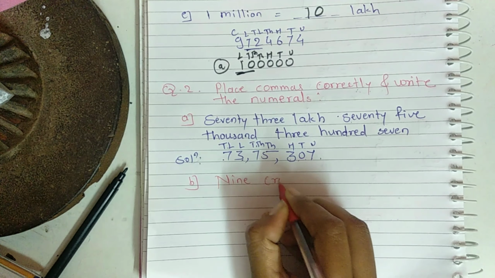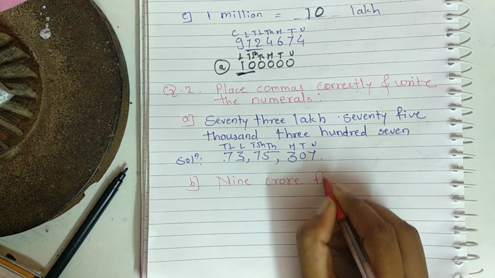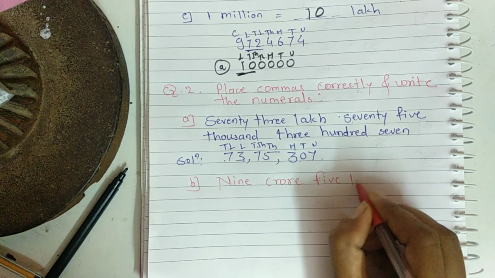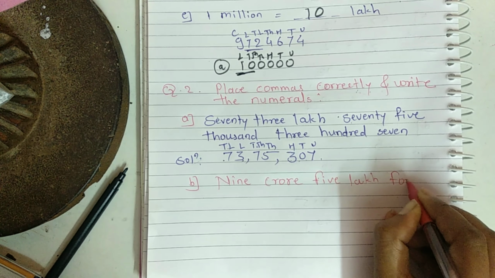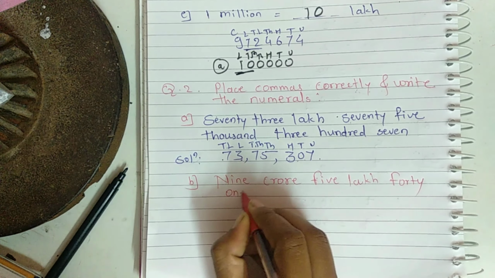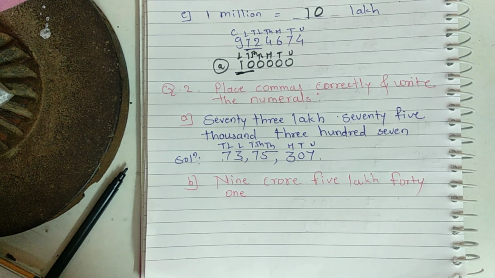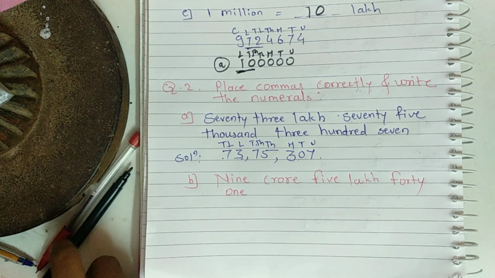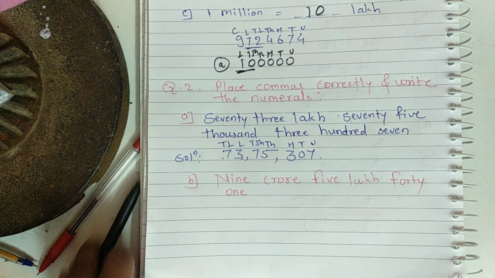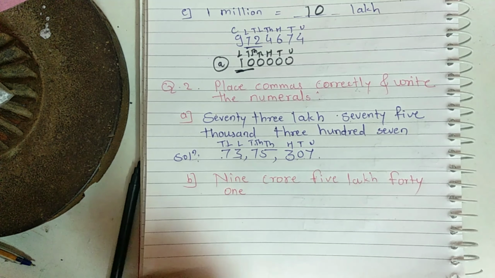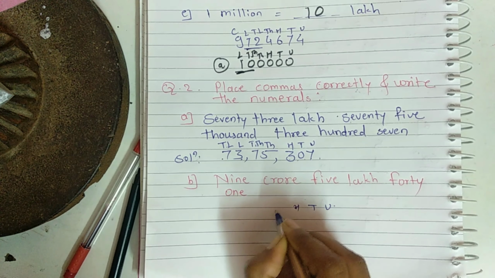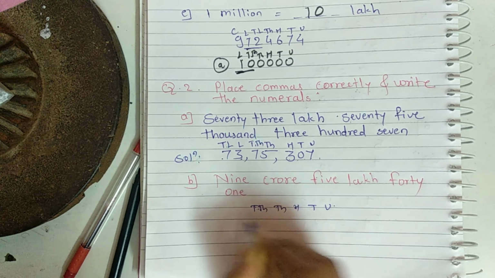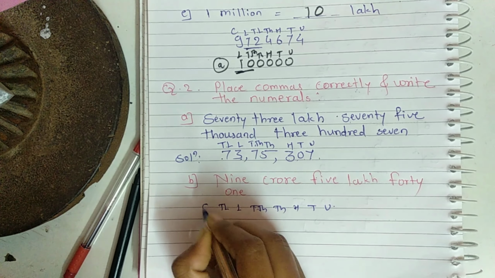9 crore 5 lakh 41. 9 is on crore place, so write down here first unit, tens, 100, 1000, 10,000, lakh, 10 lakh, and crore.